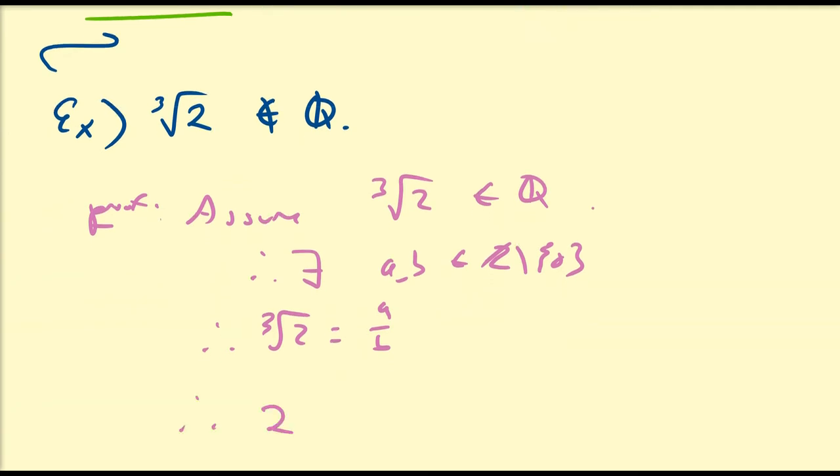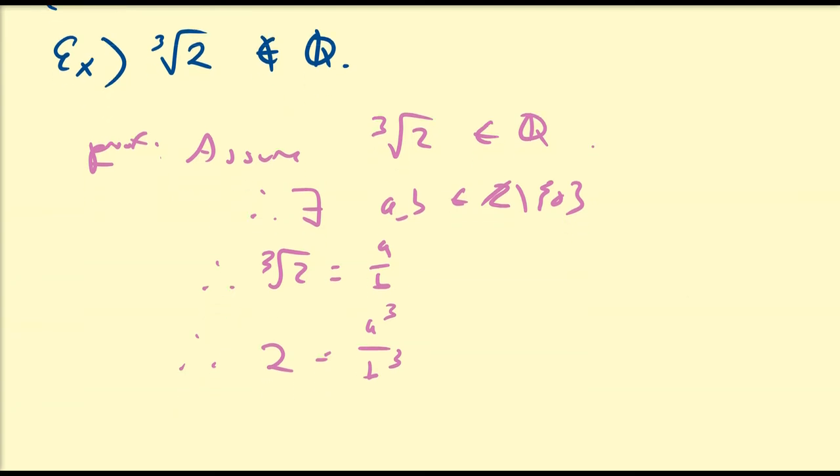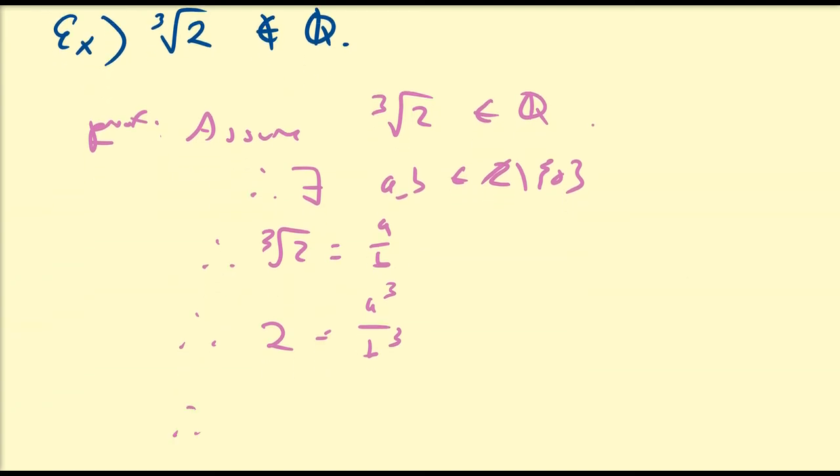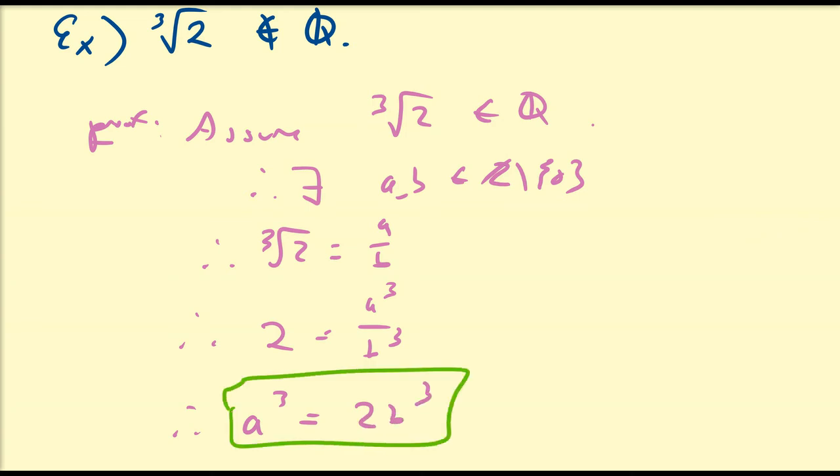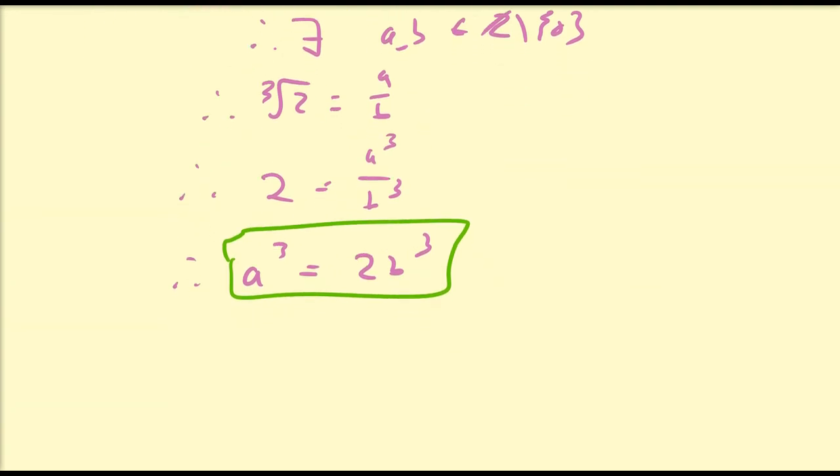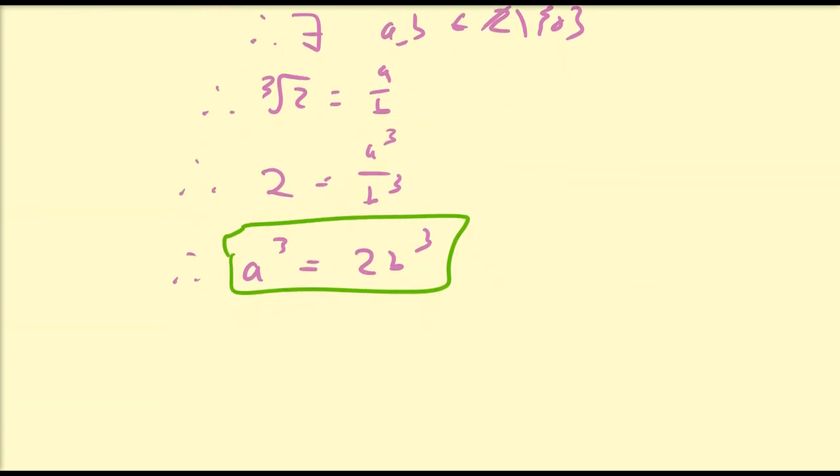All right, so if that's the case, I'm going to cube both sides. So 2 is going to be equal to a cubed divided by b cubed. Multiply both sides by b cubed. So I have a cubed is equal to 2b cubed, right? So here is our first obstacle to deal with. All right, so a cubed is even. That should be clear because b cubed is an integer multiplied by 2. So a cubed is in the form that we want, right?